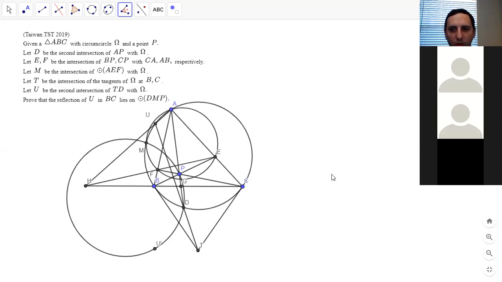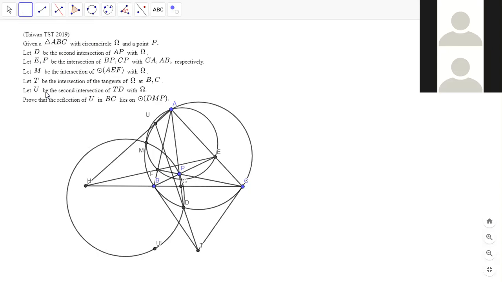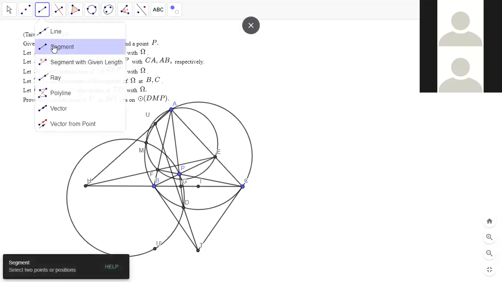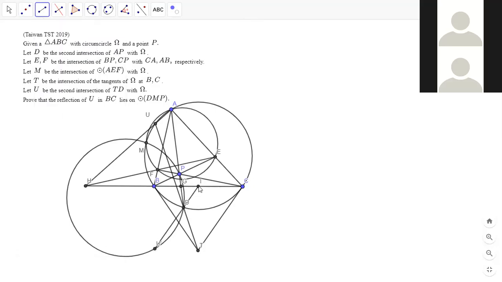Maybe the curve passes through the midpoint of BC, I think. Draw the midpoint of BC. Oh, you think U prime, D, and I are collinear? Interesting. Yeah, it looks like it.